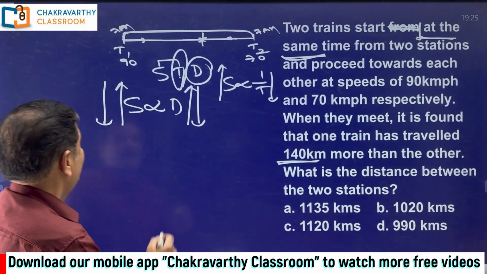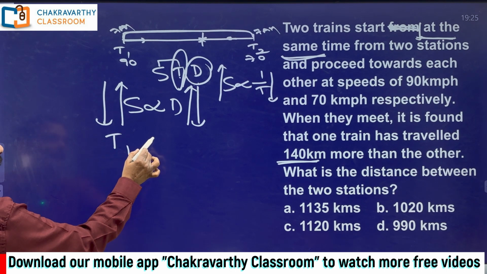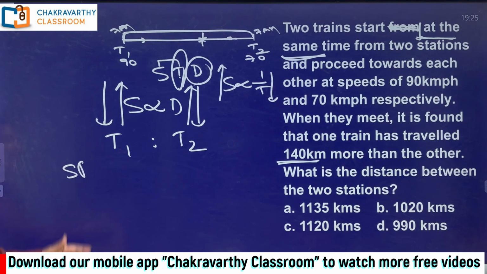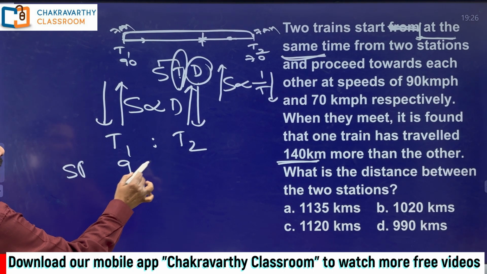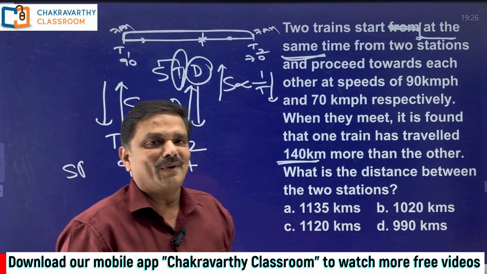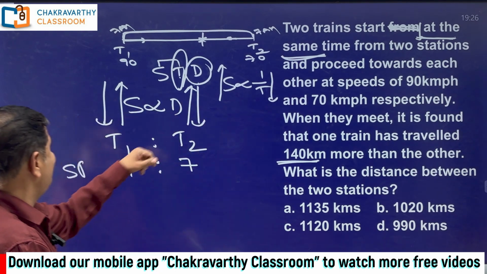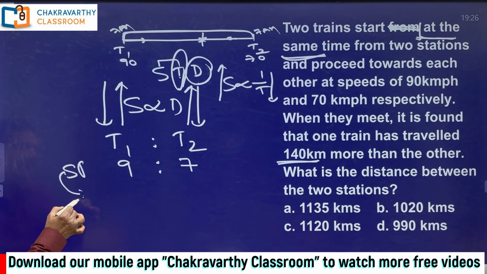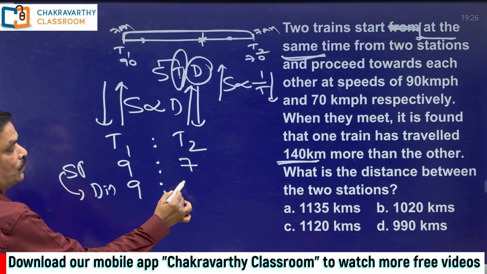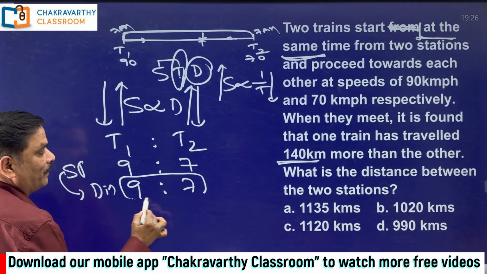How? Now here you take train 1 is to train 2. First you take the speed ratio. They have given directly 90 and 70. One train is 90, other one is 70, means the speed ratio is 9:7. Isn't it? When time is constant, the speed ratio can be equalized to distance ratio also. Distance ratio also 9:7.